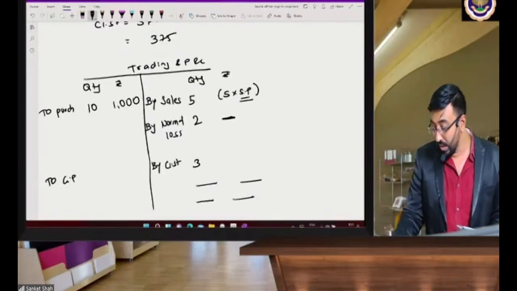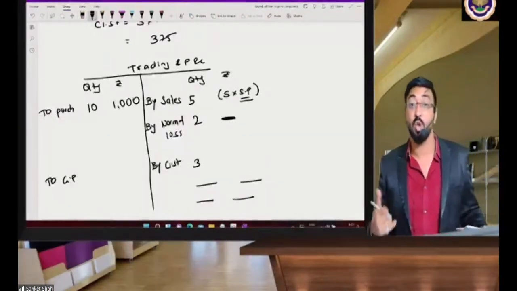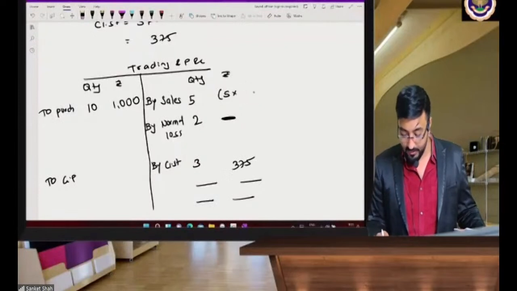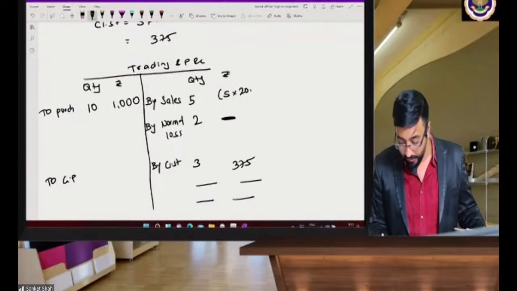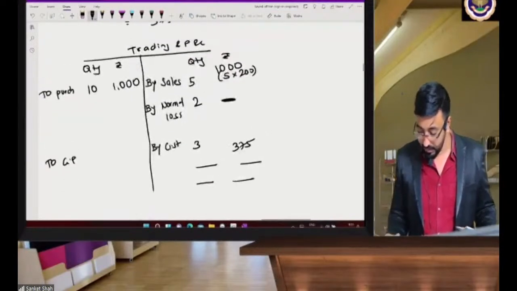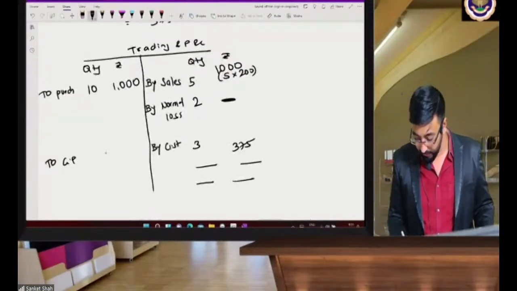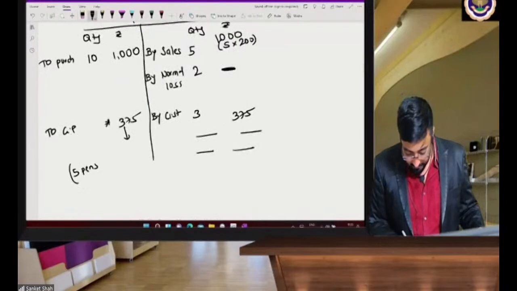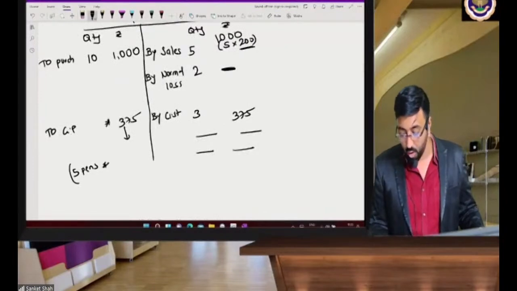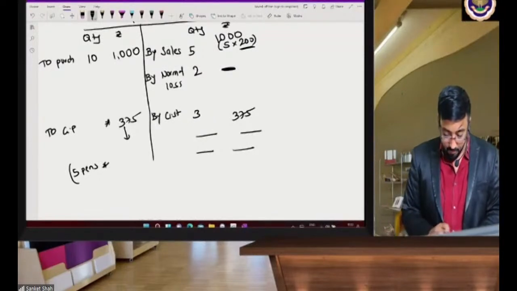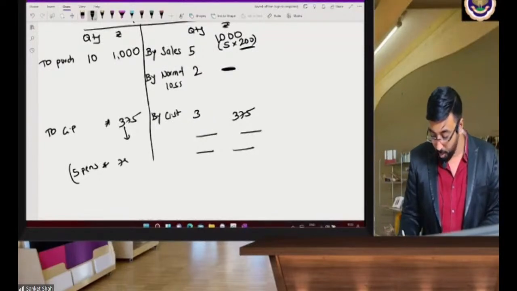The 2 pens I will record at dash because it is absorbed by good units. And this is 375. Assume I sold it for 200, so this is 1000, and 1000 plus 375, my GP will be 375. Cross-tally for this: 5 pens multiplied by my cost, which is 125. So 200 minus 125, my profit is 75.